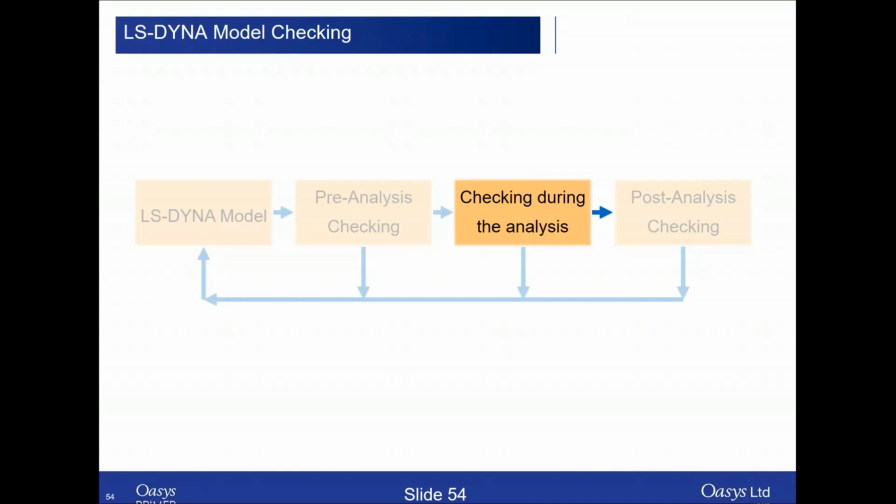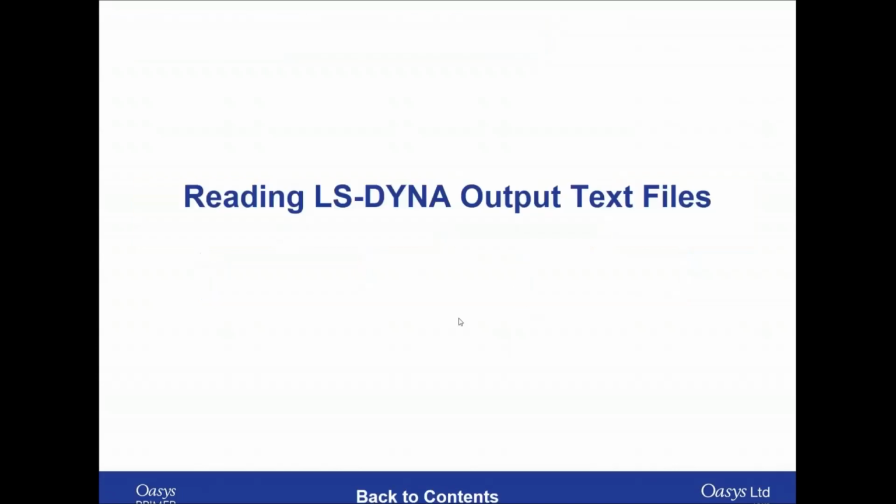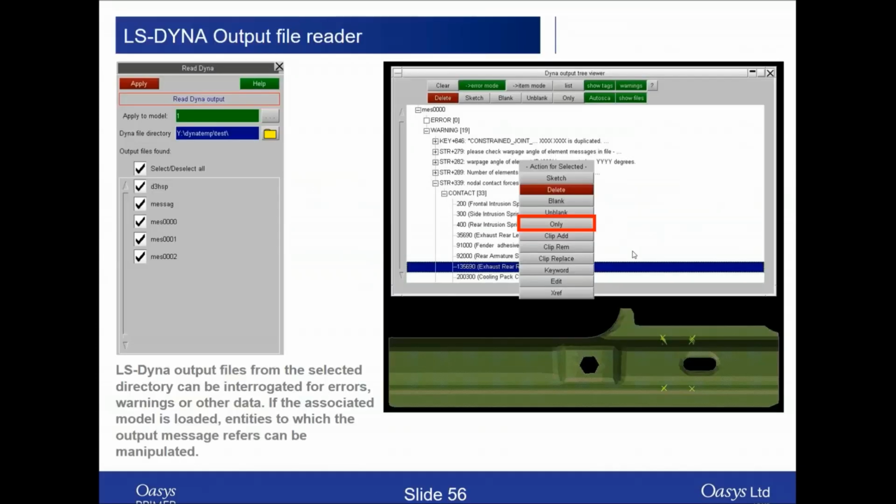So the previous method with Primer of doing this would be to open up the text file, be it the D3HSP file or the message file. You'd open that in a text editor and you would find the error message, search for all error messages, look at the IDs of the entities that are going wrong, might have an issue, and then you come back into Primer and you try and find those entities. So what we've done in Primer is we've added in the ability to read these LS-DYNA output text files and more easily investigate this information. And actually, I'll show you this in an example.